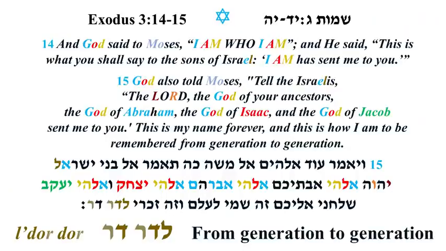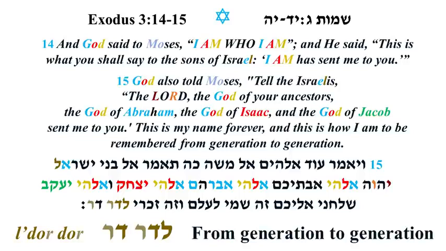Okay, what else we got? How about Exodus 3:14? This is the Pi verse, 3.14. And Elohim said to Moshe, I am who I am. And he said, this is what you shall say to the sons of Israel, I am has sent me to you. God also told Moshe, tell the Israelites, Yahweh, the Elohim of your ancestors, the God of Abraham, the God of Isaac, the God of Jacob, sent me to you. This is my name forever, and this is how I am to be remembered from generation to generation.